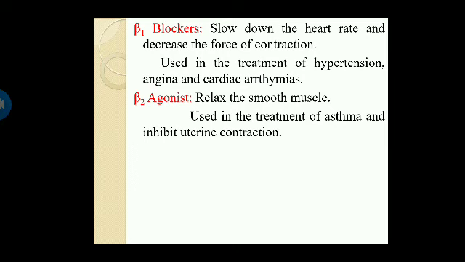Maybe irregular, maybe too fast or too slow. These are the cardiac arrhythmias. Next one is beta 2 agonist favorable drugs. These drugs are used to relax smooth muscle, to treat asthma, and to inhibit uterine contraction.